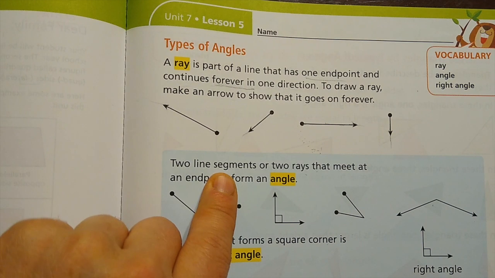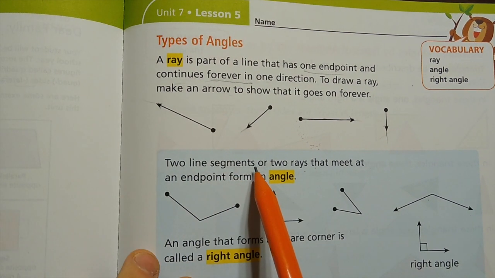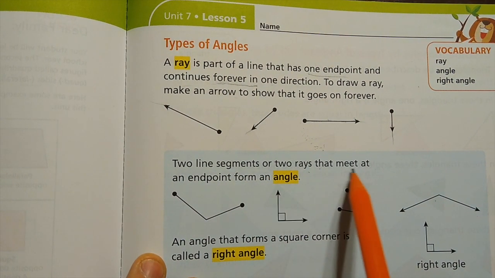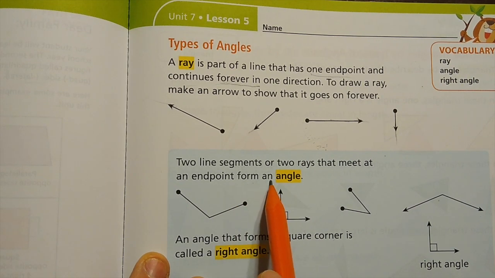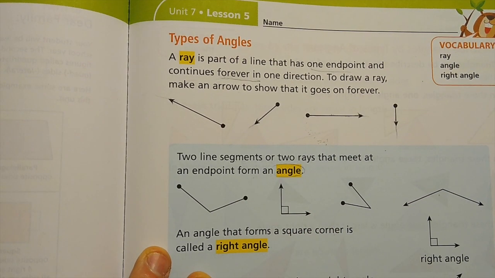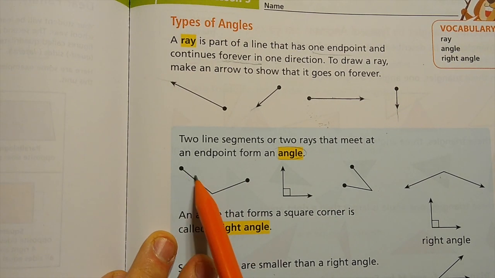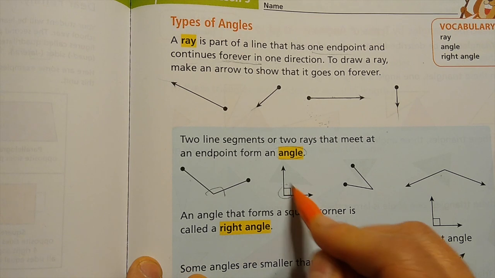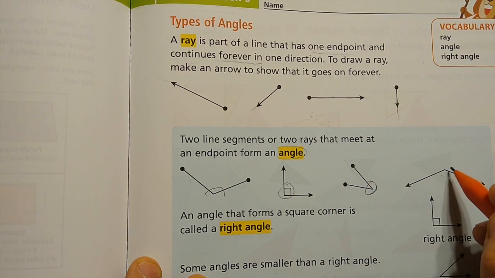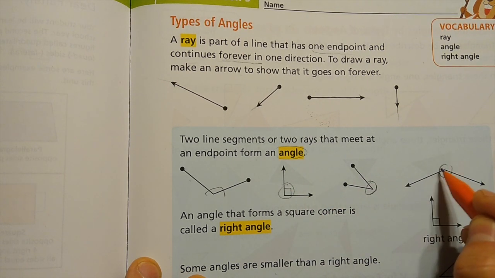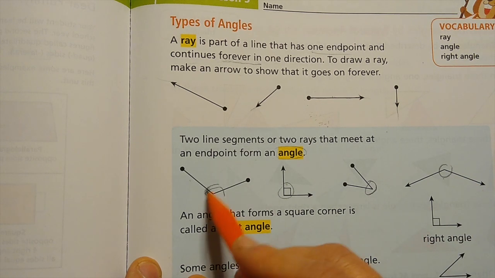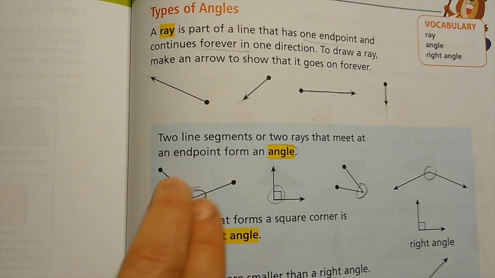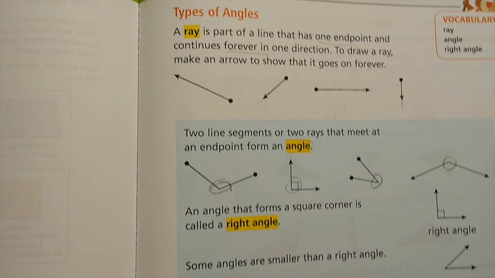A segment is just a piece. So two line segments or pieces, or two rays that meet at an endpoint, form an angle. This is important. Here are our two line segments or pieces. Right here is where we form our angle. Here we have an angle. Here is our angle. This is where the two lines meet. So wherever two line segments meet, we have an angle.